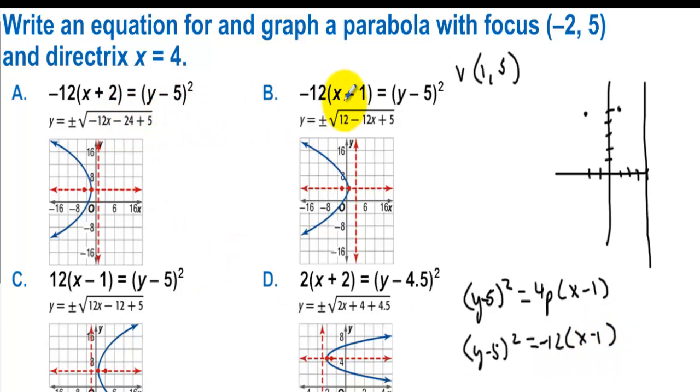So let's see if we have that anywhere. We have the negative 12s. That's not negative 12, and that's not negative 12. And we have x - 1 and (y - 5)². The answer is letter B.